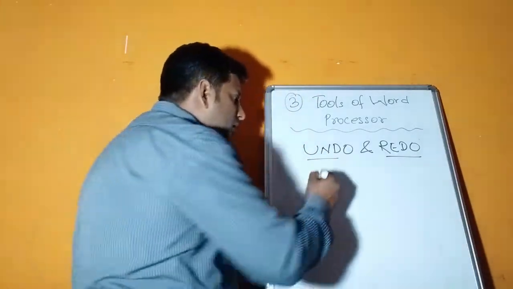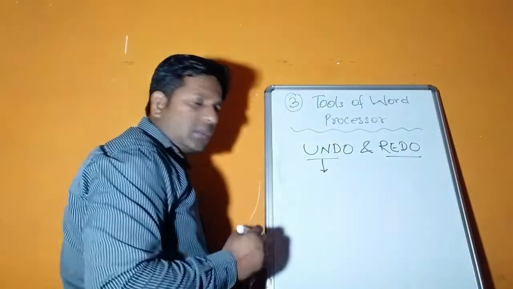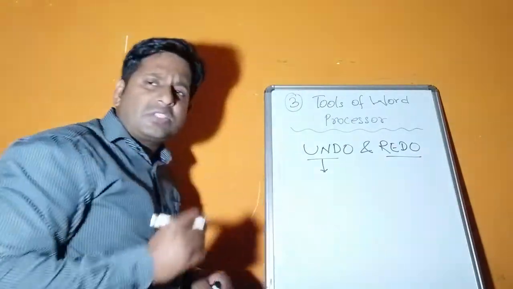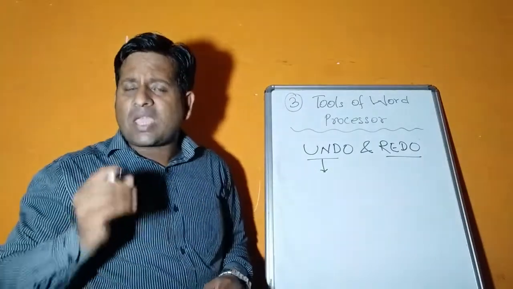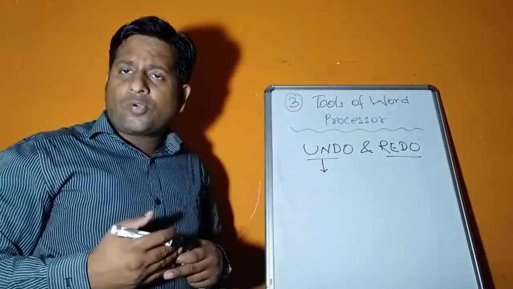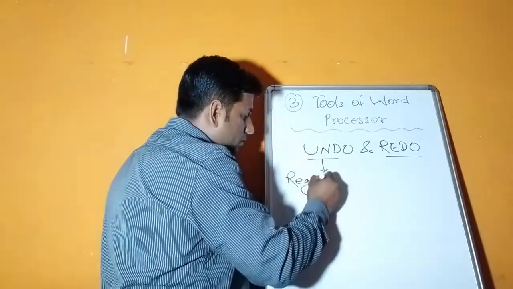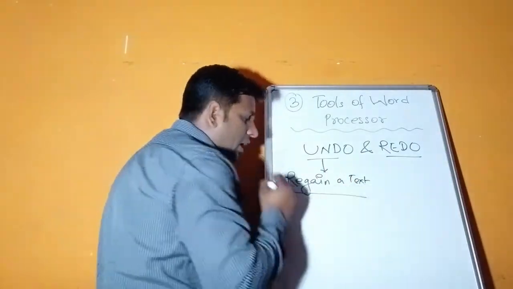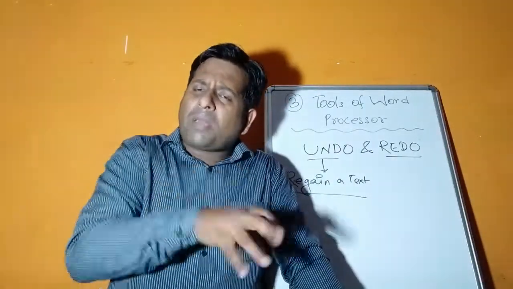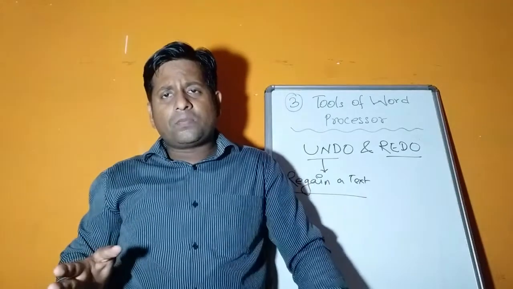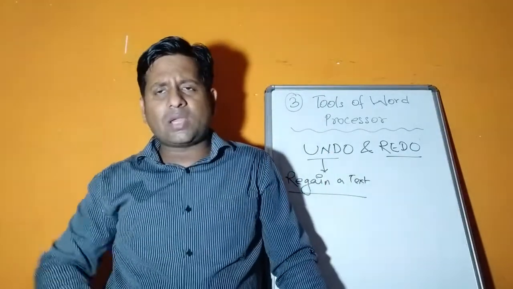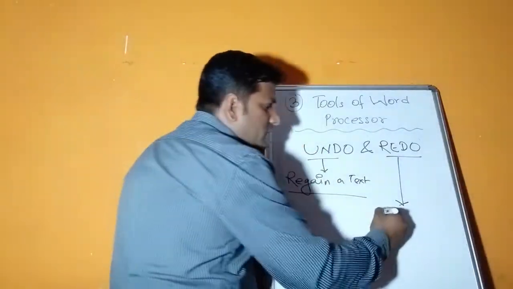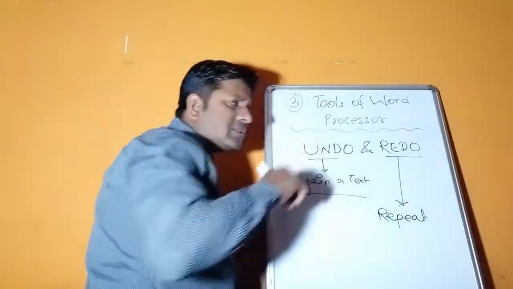So undo, what does it do? The part which you have deleted by mistake, or which you have edited by mistake, anything you have done mistakenly, if you want to regain that text, you can regain it. Already deleted part, or any formatting you did and mistakenly removed, you can recover that. Redo is just the opposite of undo. Redo means it repeats the same action again.